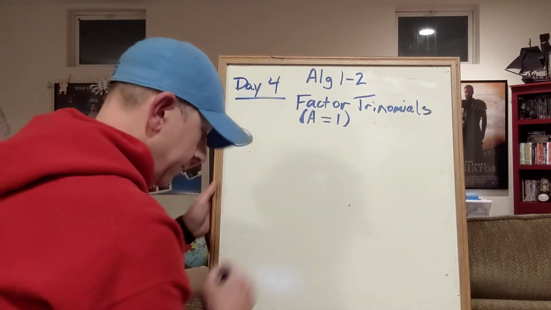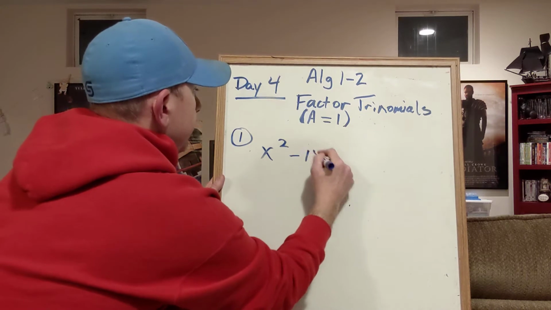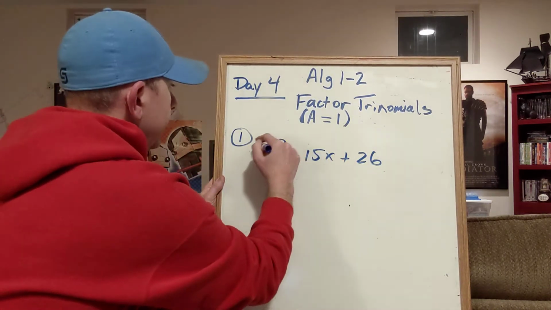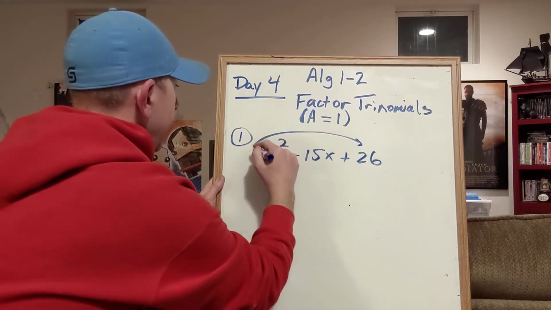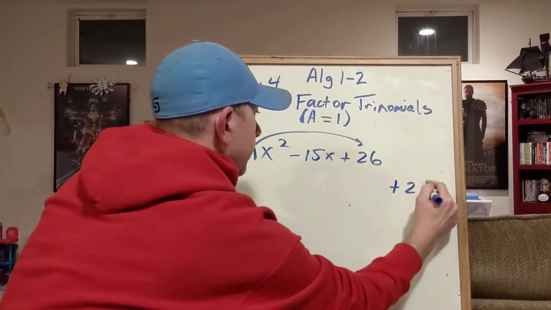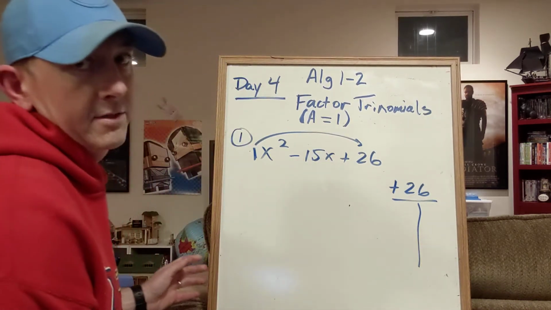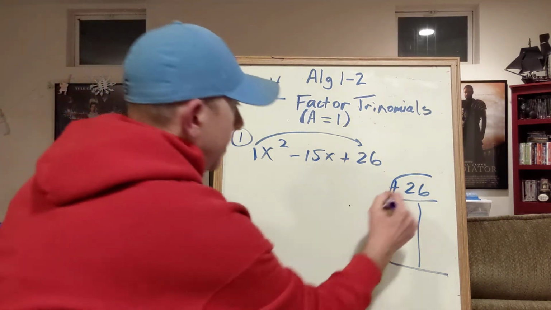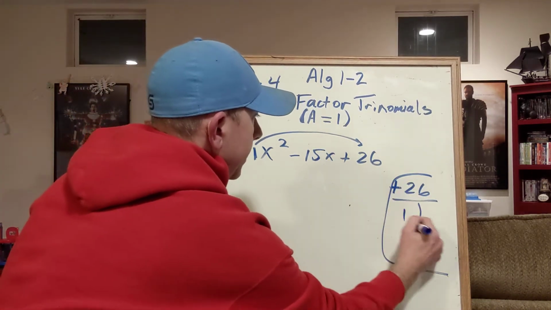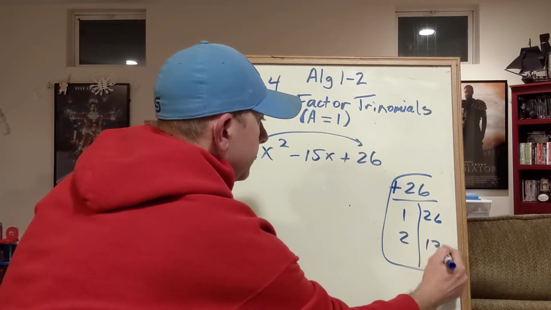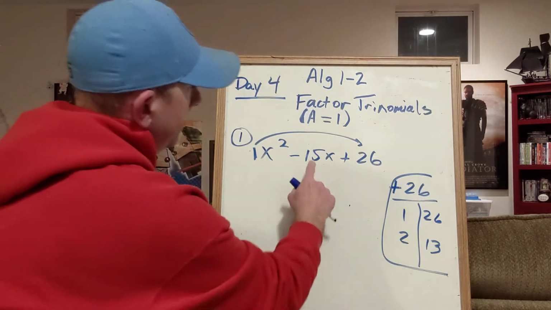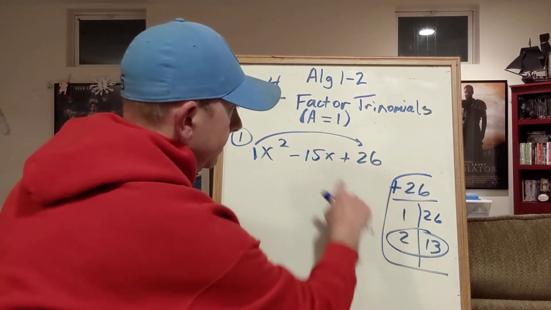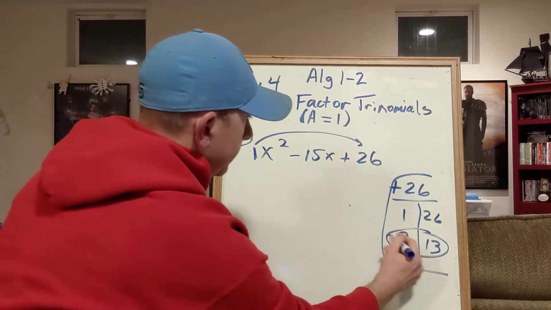For number 1, we've got x squared minus 15x plus 26. Just to do what we did yesterday, we're going to take A times C, but today A is going to be a 1. So for the first part, it's not going to change anything. However, in a second, it's going to make things a little bit different. With a positive 26, we've got 1 and 26, 2 and 13. There are no other factors that work. We want things that add to the middle term. Even though this is negative, this is a positive, so they're both going to be negative.